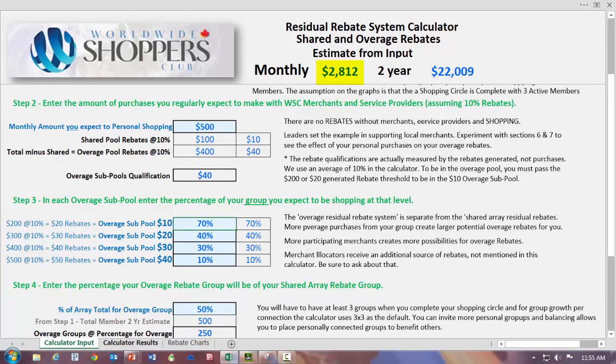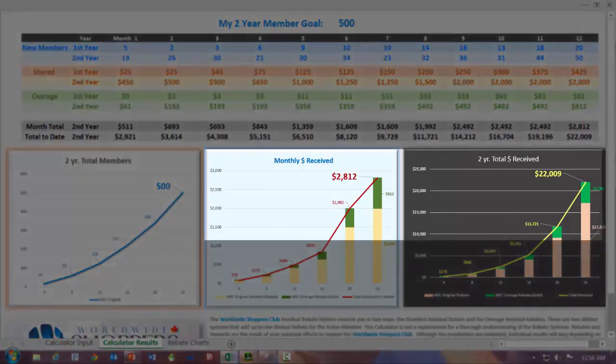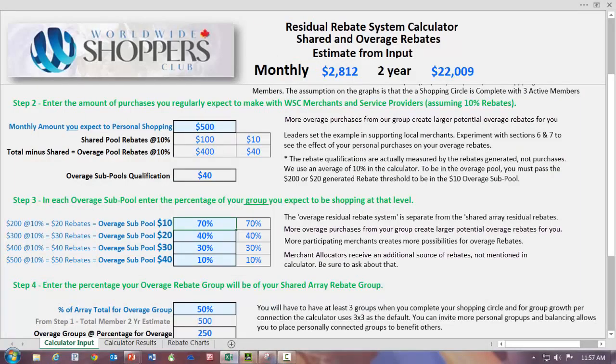Let's just take a quick look so we can see that on our calculator results. So now you can see when you reach your 2-year goal, you'll be receiving $2,812 per month and will have received $22,009 over the course of the 2 years. But now let's go back to the calculator and see if we can affect that one more time. Do you think that when people see the fact that virtually all of the money they spend with the local merchants and service providers on overage comes back to them through the overage plan and more, that this will increase their spending to get into those overage subpools?